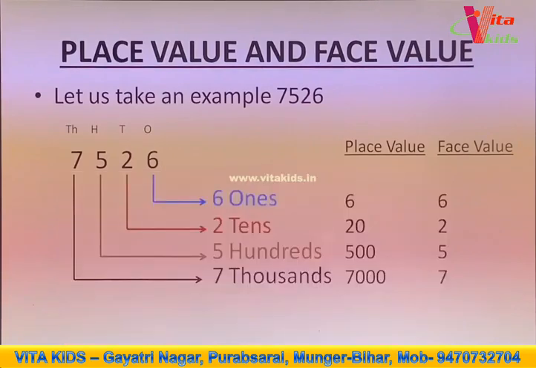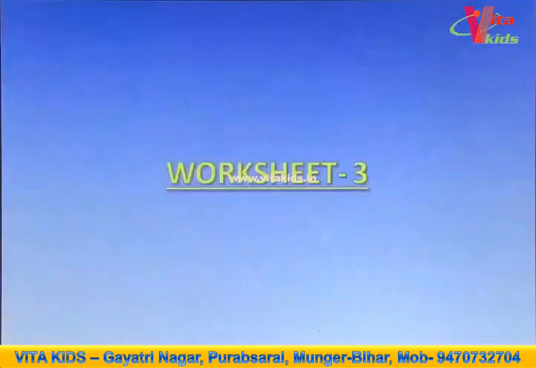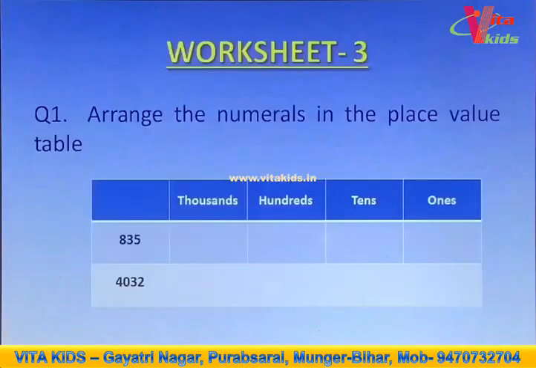I hope with these examples you have understood the concept of place value and face value. Now let us do a worksheet to enhance our understanding further. Worksheet number 3. Question 1. Arrange the numerals in the place value table. 835 and 4032. Here just keep in mind that you have to start from the right. You will not go wrong.